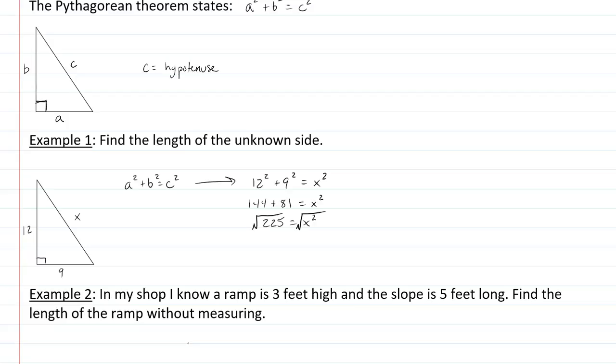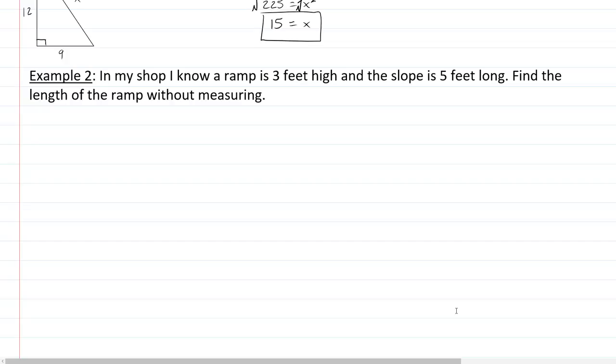So on this right-hand side here, the squared and the square root cancel, leaving an x. And the square root of 225 is 15. So the side length of x is 15. Let's go through another example.